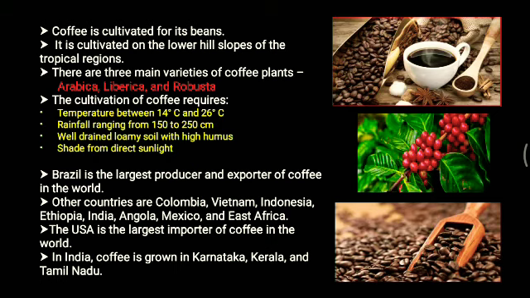Now the cultivation of coffee requires temperature between 14 degrees Celsius and 26 degrees Celsius, and rainfall ranging from 150 to 250 centimeters. Along with them, well-drained loamy soil with high humus is required, and here also shade from direct sunlight is required. For this, large trees are grown along with the coffee plants, as was done for the tea plants.